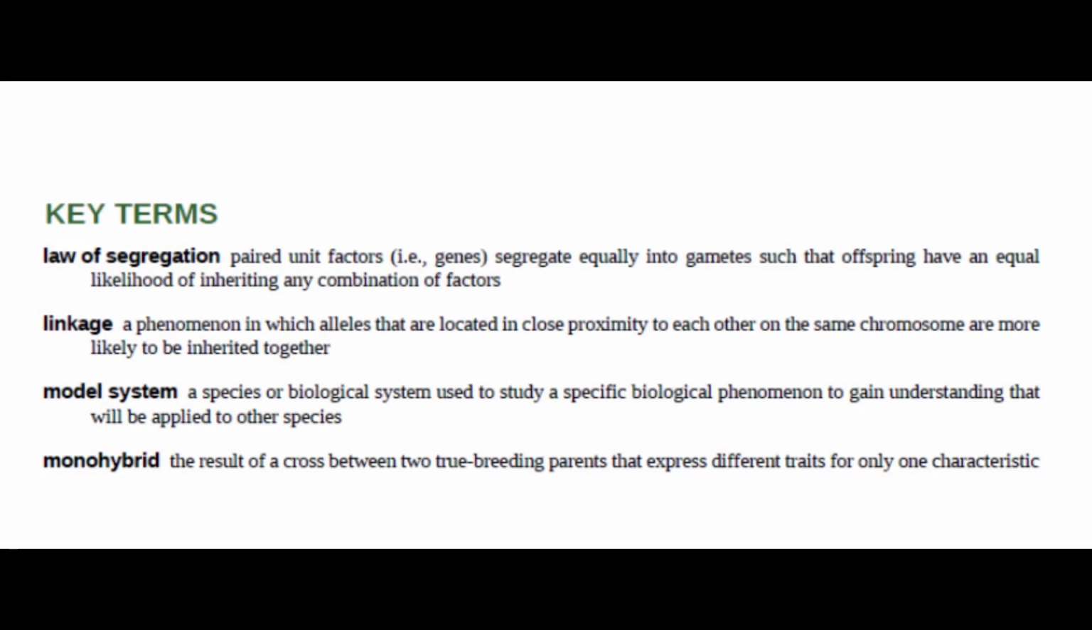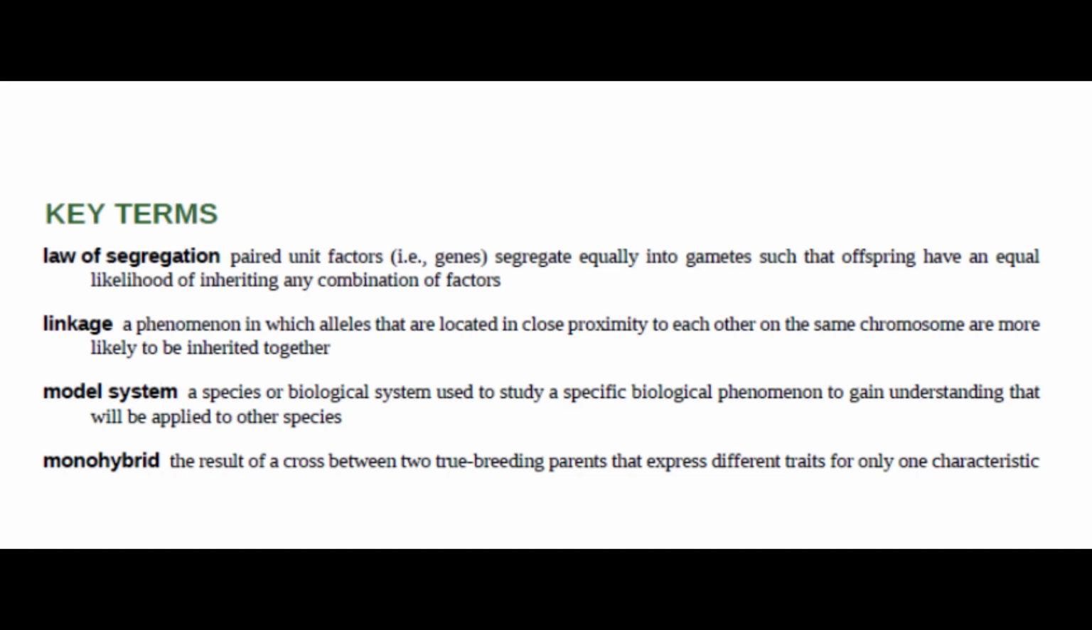Law of segregation. Paired unit factors, that is genes, segregate equally into gametes such that offspring have an equal likelihood of inheriting any combination of factors. Linkage. A phenomenon in which alleles that are located in close proximity to each other on the same chromosome are more likely to be inherited together. Model system. A species or biological system used to study a specific biological phenomenon to gain understanding that will be applied to other species.